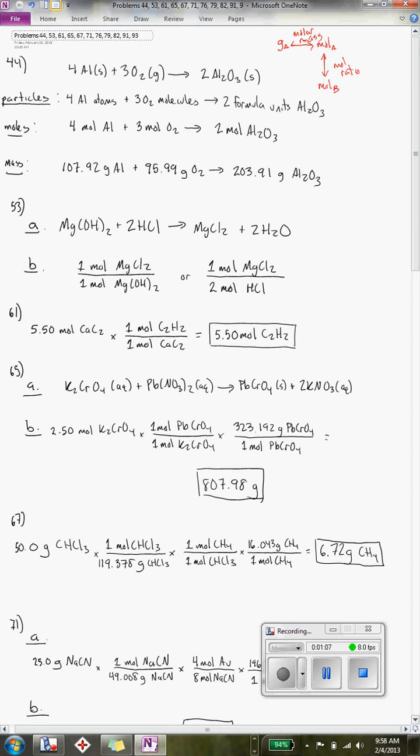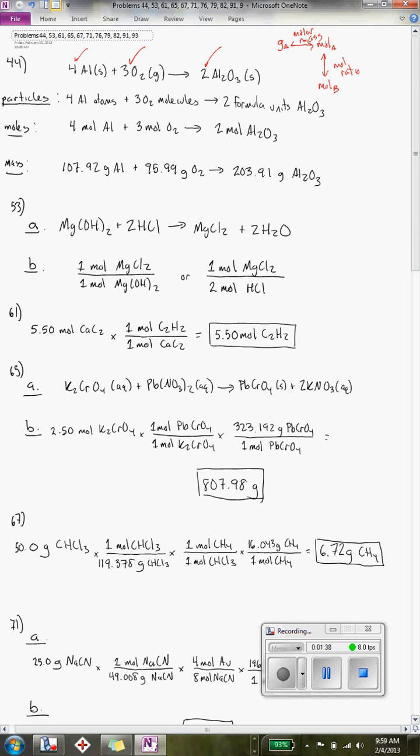Okay, in particles we can think of it if we zoom down to the molecular level and we're proceeding sort of as it happens. So what our coefficients tell us is that there are 4 aluminum atoms that will react with 3 O2 molecules to produce 2 formula units of aluminum oxide. We can scale that up using moles. If we go from particles to moles, we multiply everything by the same number, so we actually have the same number of moles interacting. So moles allow us to see things on a much larger level.